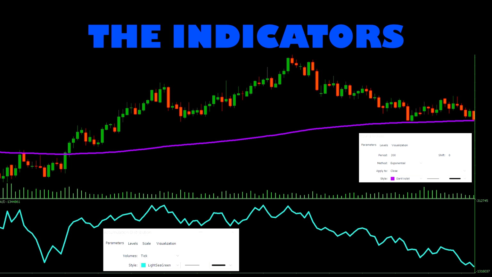If you've got the real volume, you can go ahead and give that a go. Otherwise, stick with the tick. We'll be using the indicators in conjunction to get into our trades as follows.